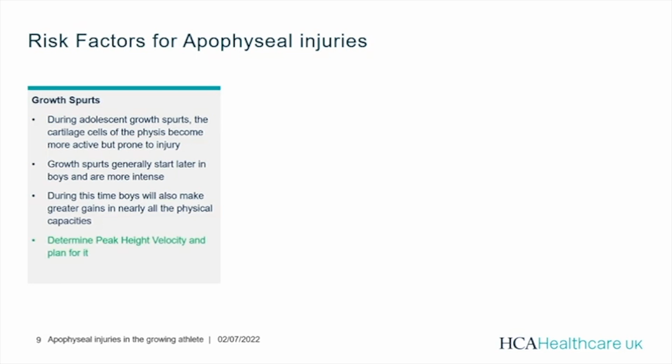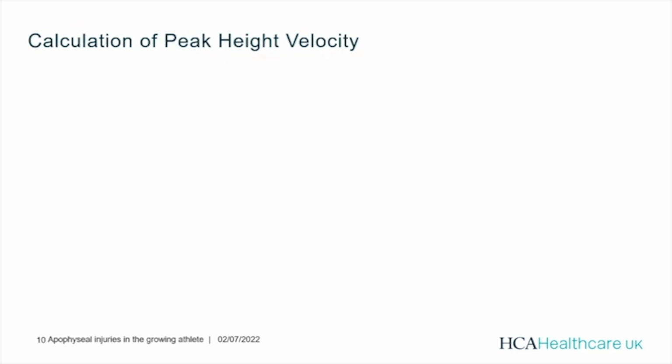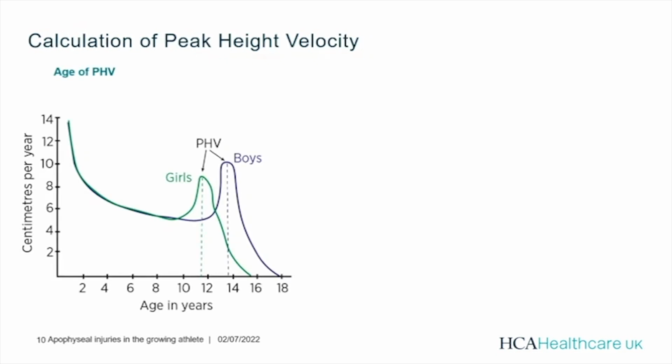So in terms of what we can do to try and prevent that, I think it's really important to be determining what we call peak height velocity and planning for it. So what we mean by that is simply finding out when they are going to be achieving their growth spurt. A very easy way to do that is, I don't know if you remember your mum measuring you up on the kitchen wall, but if you plot that every 3 months, you can obviously plot the rate of growth.